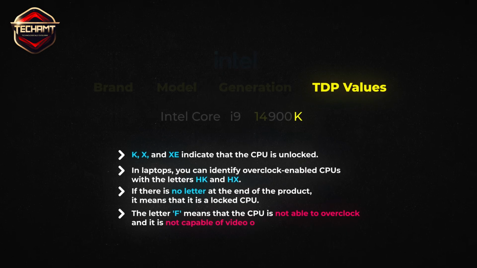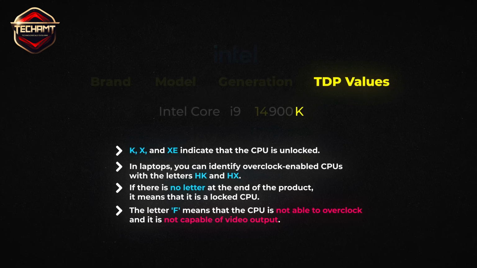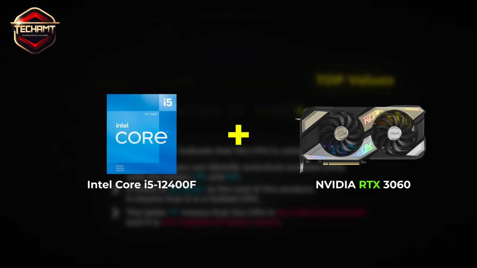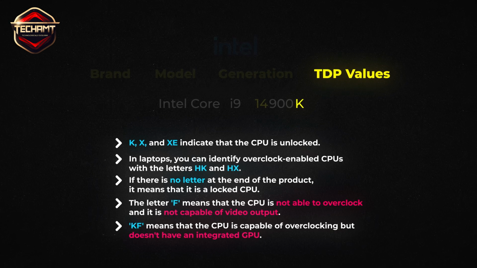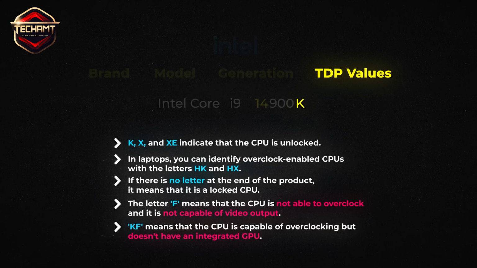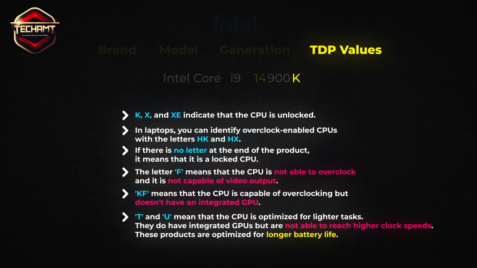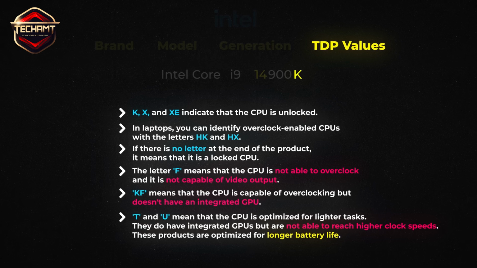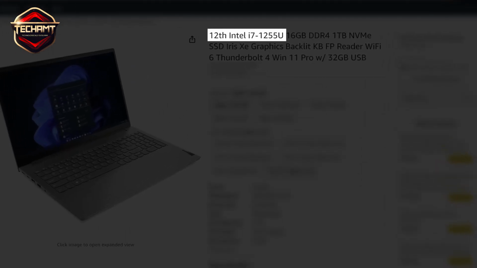The letter F means that the CPU is not able to overclock and is not capable of video output because it lacks the integrated graphics card to do so. If you are buying this CPU, you have to buy a GPU as well, if you're interested in relying solely on your dedicated GPU. The letter U means that the CPU is optimized for lighter tasks. They do have integrated GPUs but are not able to reach higher clock speeds. These products are optimized for longer battery life. Chromebooks that are aimed at entry-level users use these CPUs.